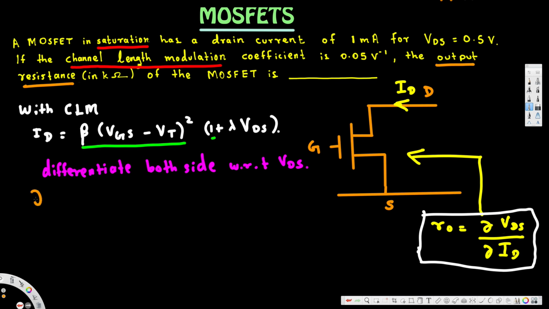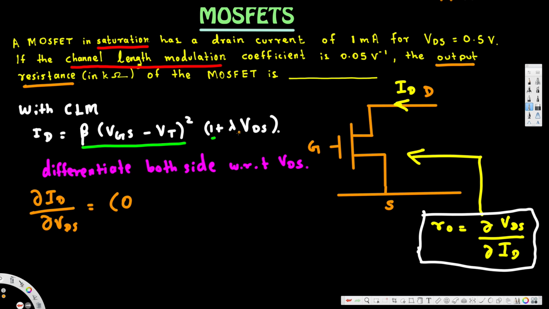So partial derivative of ID with respect to VDS. When we do that, this is going to be treated as a constant because we are only taking the derivative with respect to VDS. So wherever we have VDS, then only we will take the derivative, otherwise the thing is going to be constant. So for the first term it's going to be constant, okay? So the whole term is going to be 0.